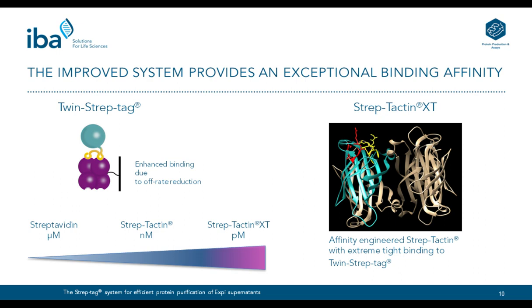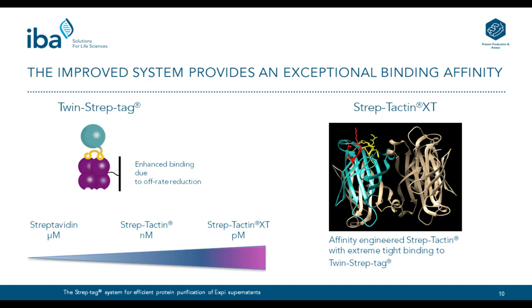The Twin-Strep-tag is a tag that consists of two Strep-Tag2 peptides that are linked together. And due to this linker, it's possible to target two biotin binding pockets of the Strep-Tactin instead of only one, creating an avidity effect that increases the binding affinity of the system.